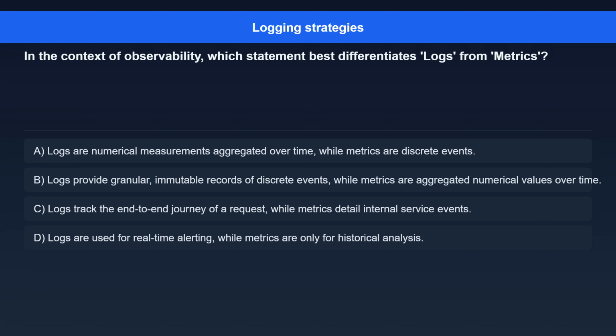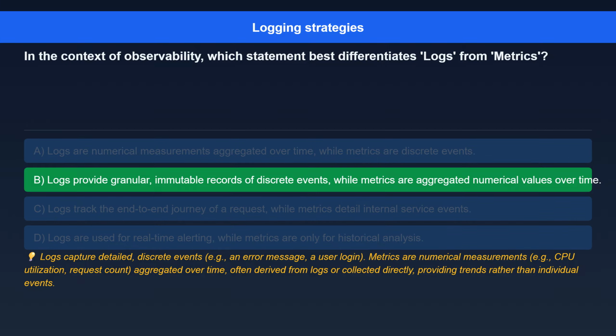Question 9. In the context of observability, which statement best differentiates logs from metrics? Option A, logs are numerical measurements aggregated over time, while metrics are discrete events. Option B, logs provide granular, immutable records of discrete events, while metrics are aggregated numerical values over time. Option C, logs track the end-to-end journey of a request, while metrics detail internal service events. Option D, logs are used for real-time alerting, while metrics are only for historical analysis.